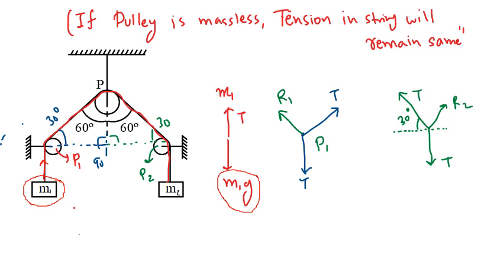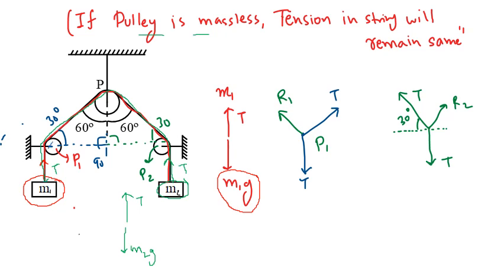From the initial point to the final point, this full string is the same. So this is only one string, so at all the points the tension will be equal. If the pulley is massless, so if the pulley doesn't have any mass, the tension in the string will remain the same. So if here the tension is T, then here also the tension will be T only. If we draw the free body diagram of M2, M2G will be downwards and T will be upwards. So this is how you have to draw the free body diagram for M1 and M2.